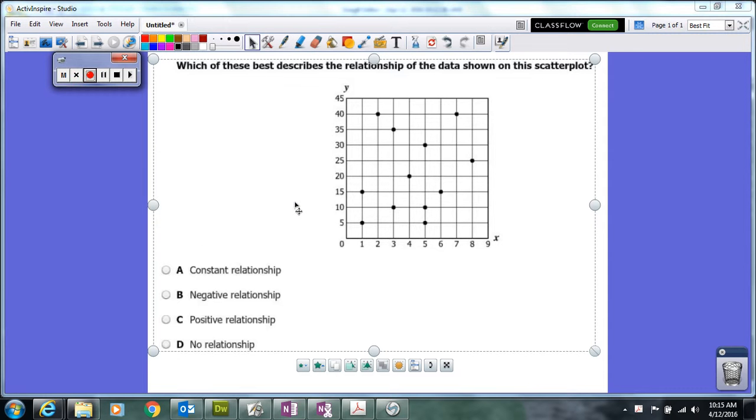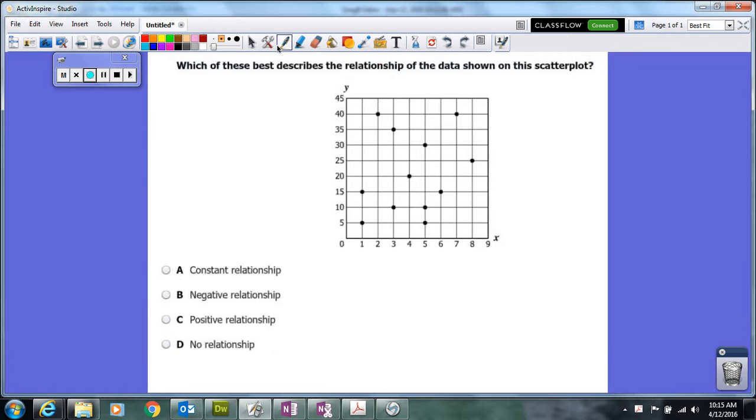All right, everybody, we're working on another multiple choice question from the 2014 Math 8 SOL test. Let's take a look at this one. It's asking which of these best describes the relationship of the data shown in the scatter plot?